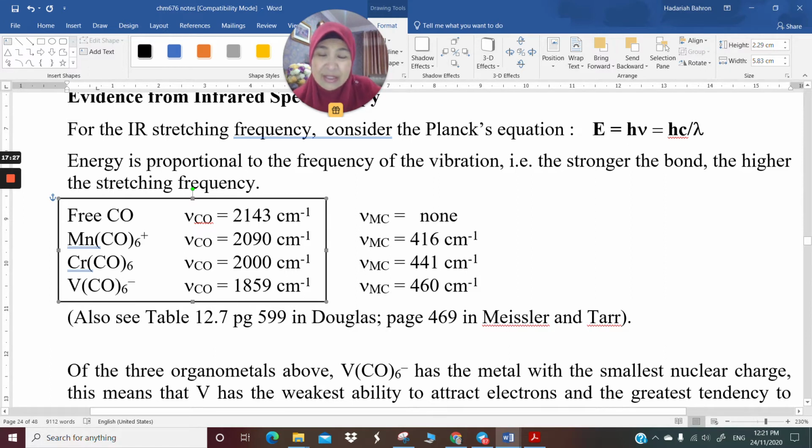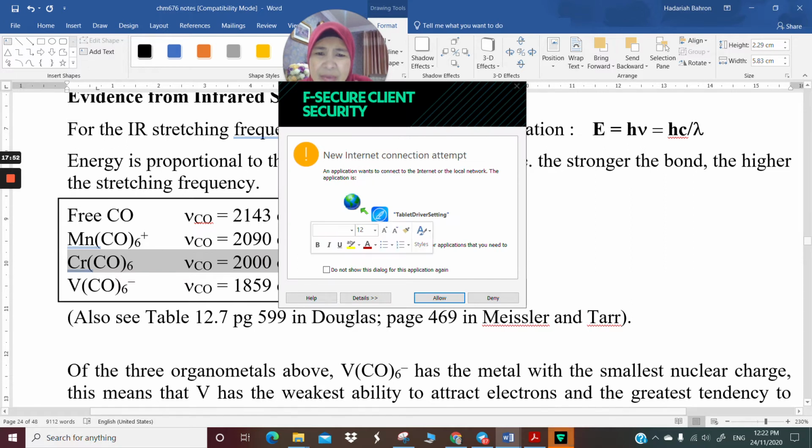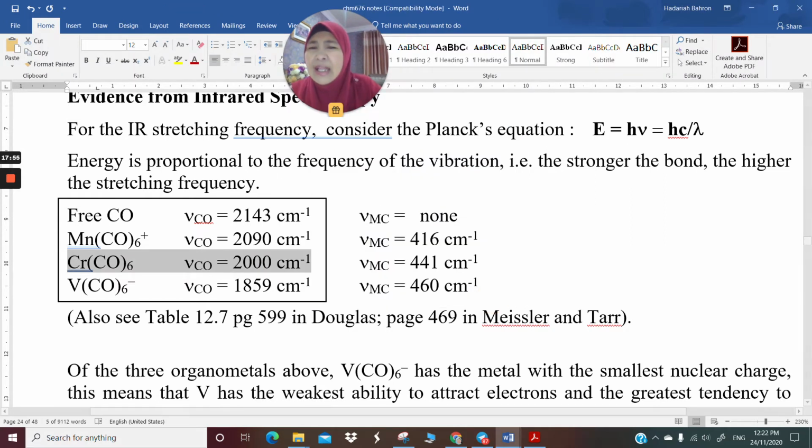2143 centimeters minus 1. So it is quite high on the infrared spectrum, and it is reflecting the triple bond that you expect to see between C and O. Yeah, there is a triple bond, so it's quite a strong bond. But let's have a look at chromium first. When chromium is bonded to carbon monoxide, the stretching frequency of the carbon monoxide can be found at 2000 centimeters minus 1.